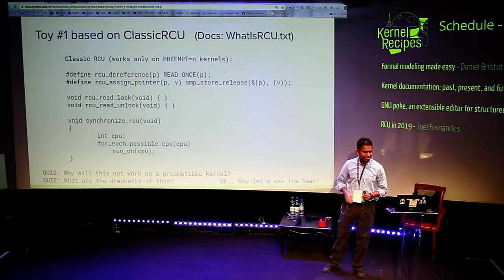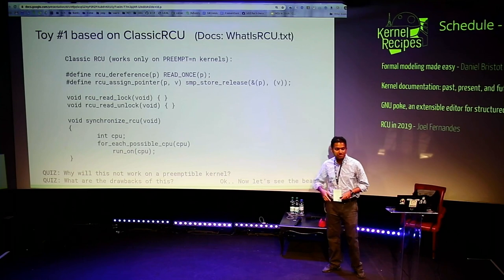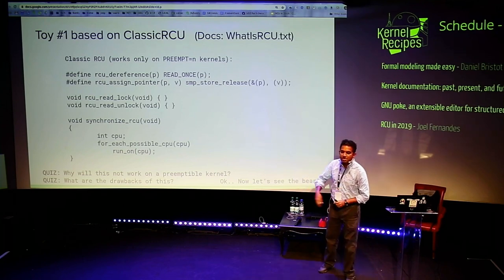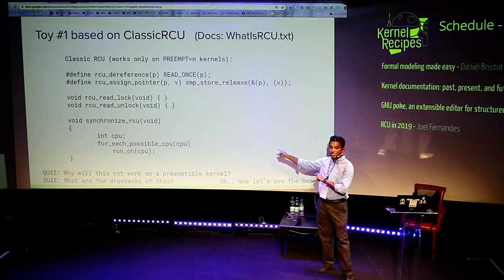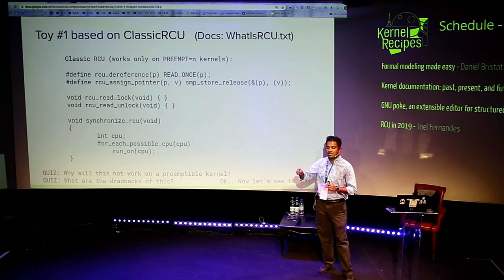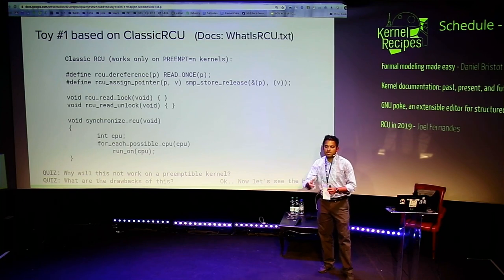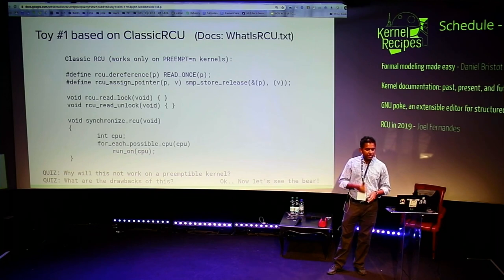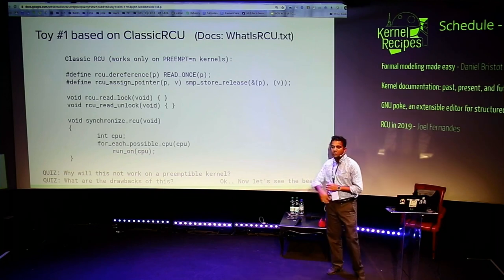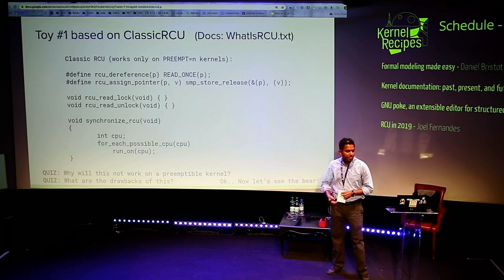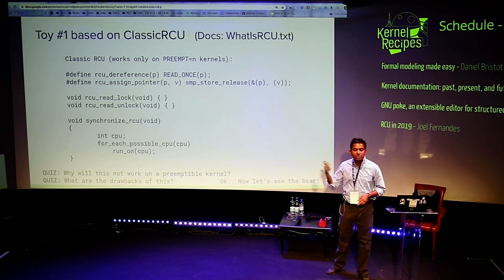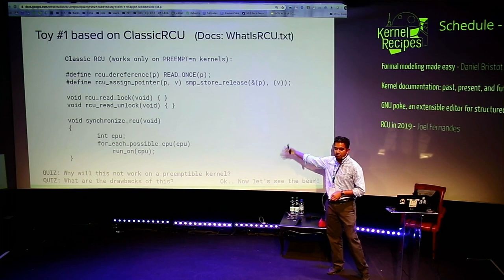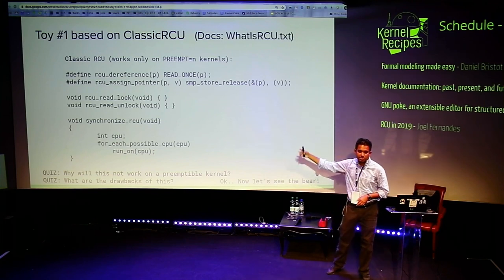And the reason this works is because it's a non-preemptible kernel. So the fact that synchronize RCU ran on all the CPUs means that you can have a notion of that thread running on those CPUs to be a quiescent state of some sort. And once the thread runs on all the CPUs, you can no longer have any readers. Because if you had a reader, then you wouldn't be able to run the thread running the synchronize RCU, because it's a non-preemptible kernel.